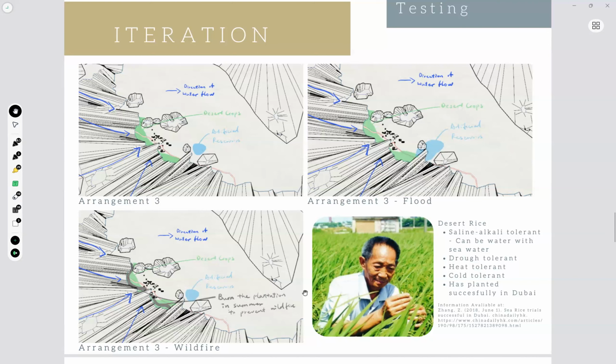As for the plantations growing here, I found that there is a kind of desert rice that has already been successfully grown in Dubai, which has a similar climate and geographical features to the Quebec community. They are both very hot and very dry, but this newly developed rice can grow successfully in Dubai. So why don't we try it in this desert too?